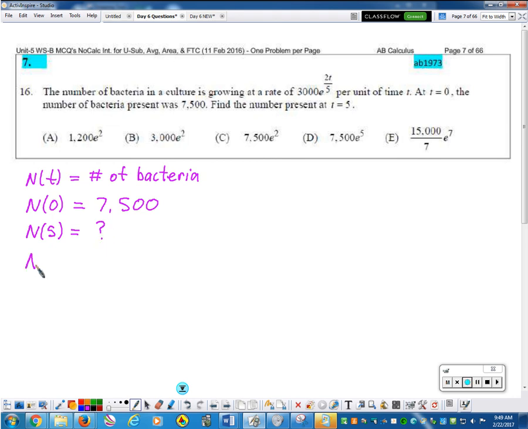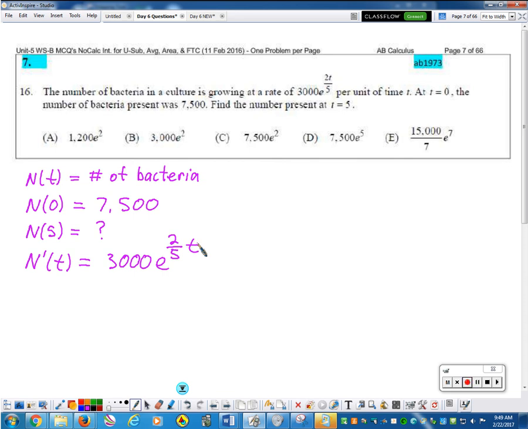I happen to know what N prime of t is. Please tell me what N prime of t is equal to. 3,002t over that. Nicely done. And I'm going to write it like this because it makes the antiderivative easier. Are you okay with that? Perfect. Questions, anyone?